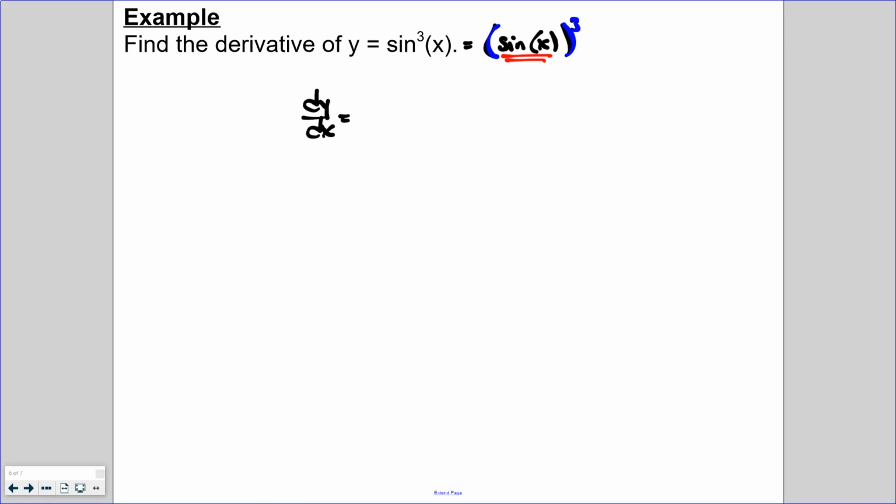So, chain rule says we've got to take the derivative of the outside function, which is the cubed part. To take the derivative of the cubed part, we're going to take the exponent, multiply it by the coefficient, and subtract 1, because it's just the power rule. That's going to leave us with 3 times the quantity of the inside squared. Chain rule says we put the inside back on the inside, and then we multiply by the derivative of the inside, and the derivative of sine is cosine.